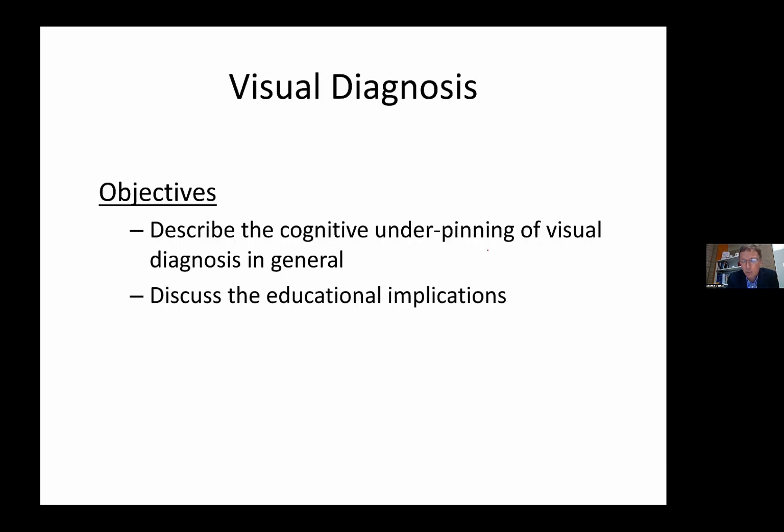What I'd like to do is look more closely at the cognitive underpinnings of visual diagnosis in general, and all the way through, and especially at the end, weave in what the educational implications are. This is a different way of looking at visual diagnosis, and the implications are considerable in changing the way that we teach from business as usual. So that's the claim. You'll tell me whether I've succeeded, but similarly chime in.